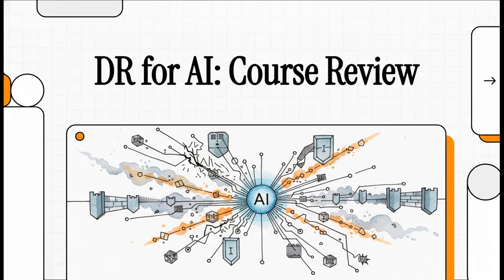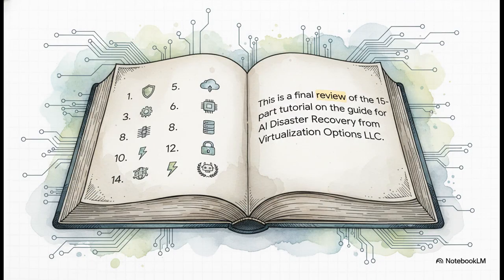Hey everyone and welcome. In this special explainer, we're doing a full recap of the incredible 15-part guide from Virtualization Options LLC. We're talking, of course, about disaster recovery specifically for AI systems. So if you've just gone through the whole course, think of this as your chance to lock in everything you've learned. All right, let's just dive right in.